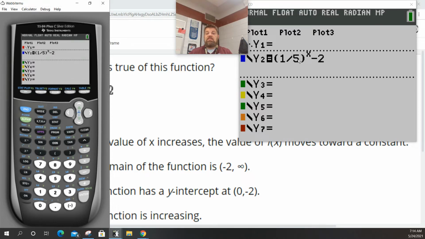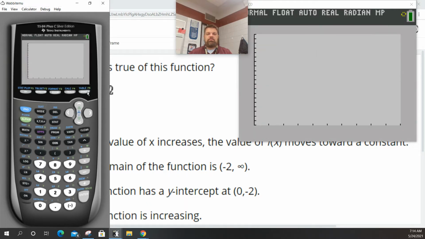So what happens is this starts to approach 0. It gets really, really small quickly, and then it's almost like 0 plus -2. So this is going to have a horizontal asymptote at -2. So it's going to approach -2. But let's look at the graph.